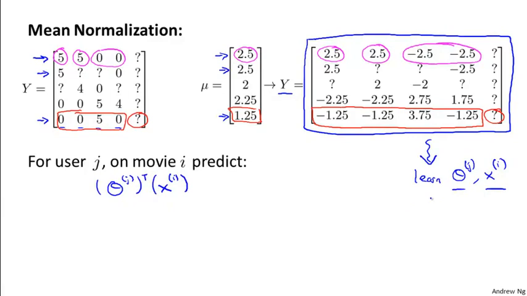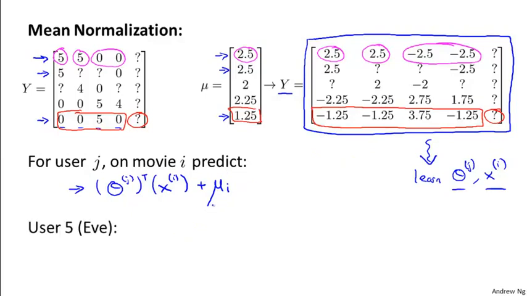But because on the data set I had subtracted off the means, in order to make a prediction on movie i, I'm going to need to add back in the mean, and so I'm going to add back in mu i. And so that's going to be my prediction, where in my training data I subtracted off all the means, and so when I make predictions I need to add back in these means mu i for movie i.